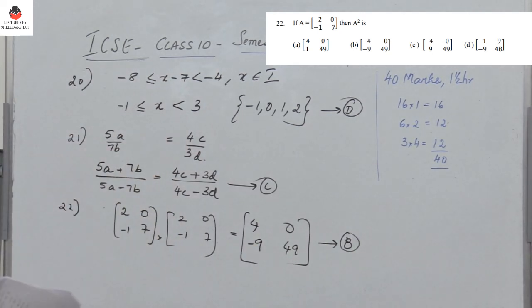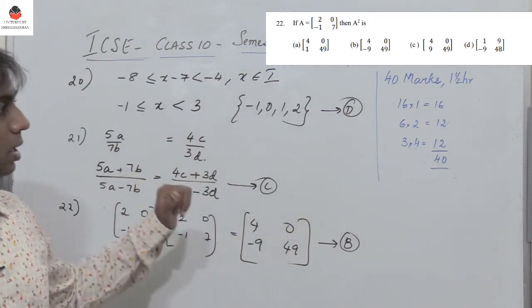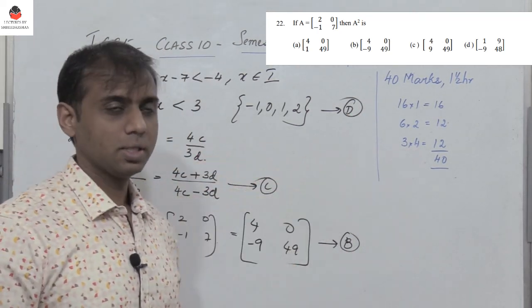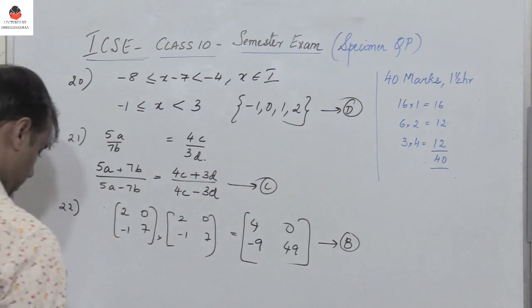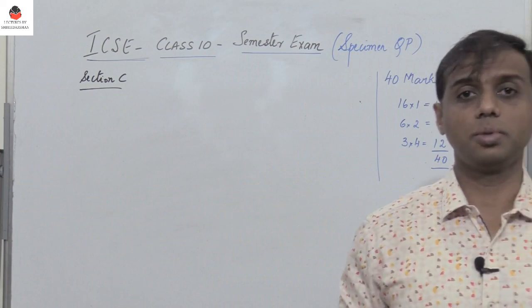So this completes section B, where we had 6 questions, each question carrying 2 marks. Let's move on to the last section, section C. Here in section C there are 3 questions and each question has 4 subdivisions.